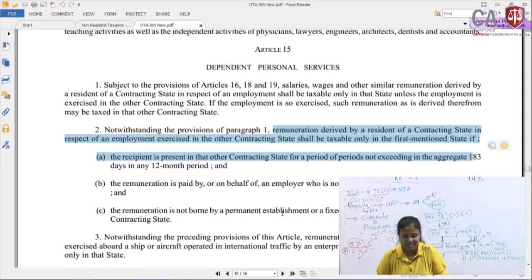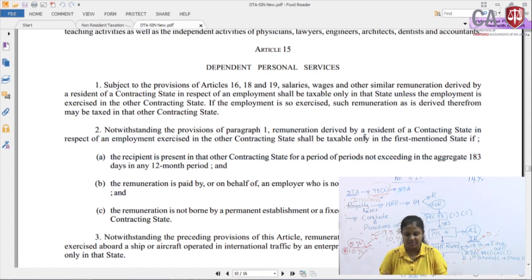Remuneration derived by a resident of the contracting state in respect of an employment exercised in the other contracting state shall be taxed only in the first mentioned state if these conditions are satisfied. The individual has to pay tax only in Singapore, if not both Singapore and Sri Lanka. Come to this. The recipient is present in that other contracting state for a period or periods not exceeding 183 days in a 12 months period. If it exceeds, he has to pay tax in Sri Lanka.